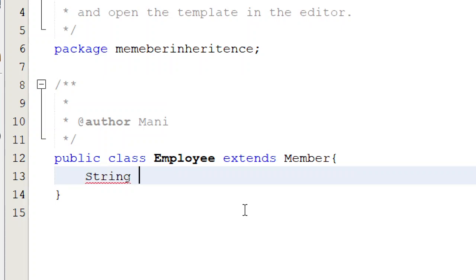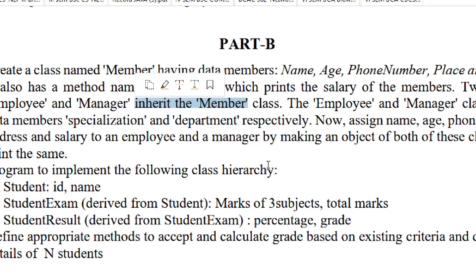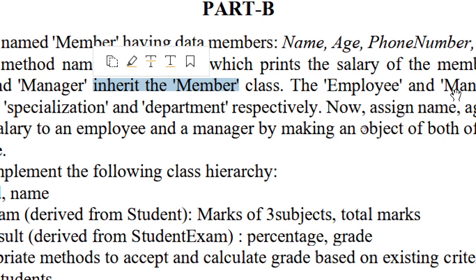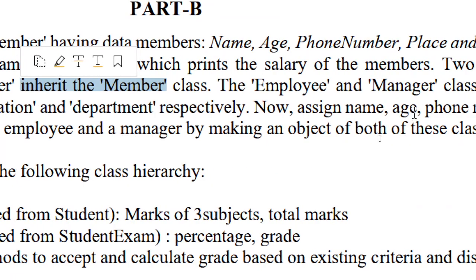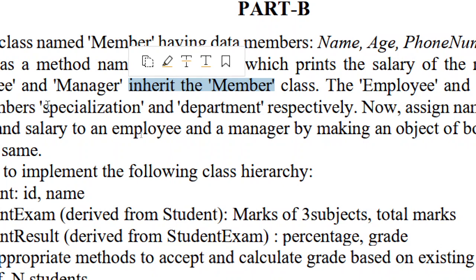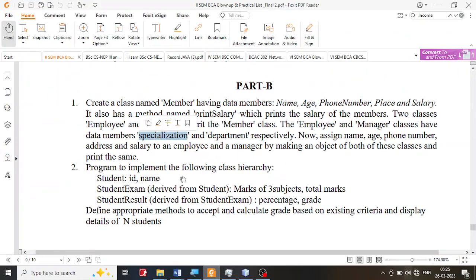They said there is a member variable for employee and for manager, respectively. For employee, the member variable is specialization. There is a specialization, and there is again a typo here. They typed it in small case, but here the variable is typed in capitals.